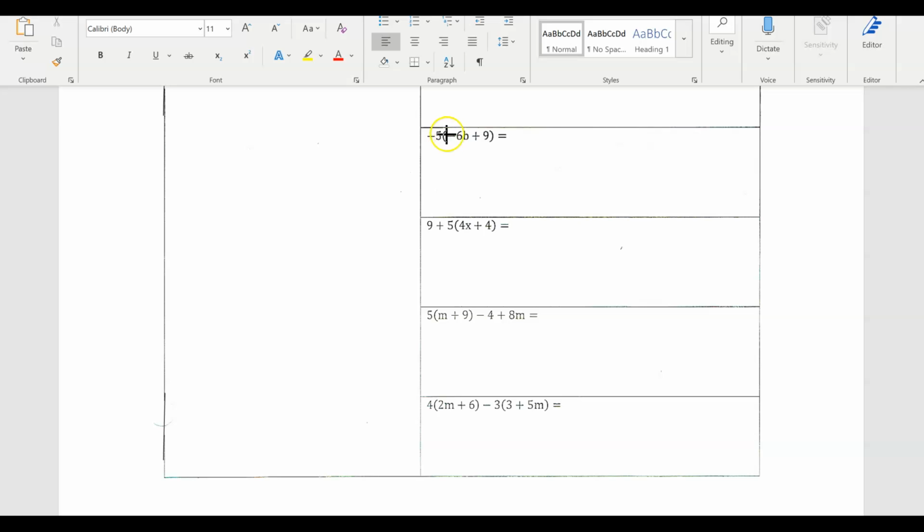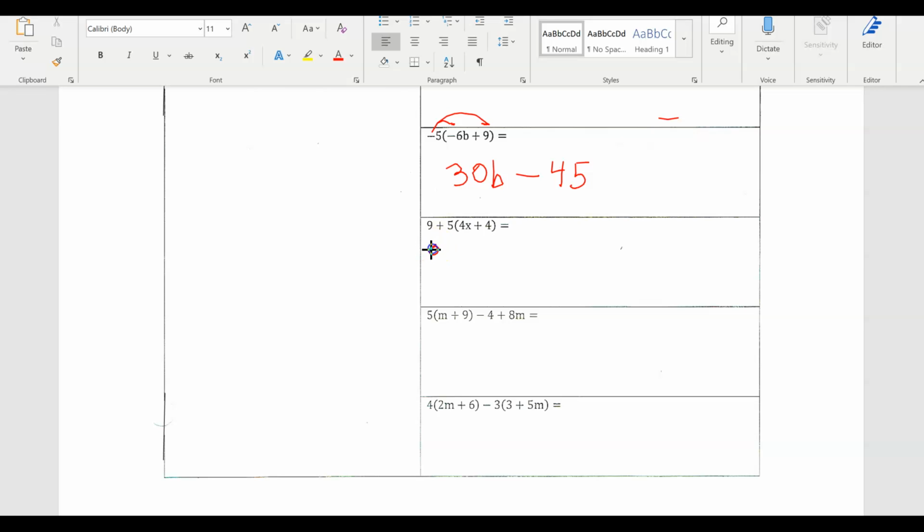So now I want to watch my negative signs here. In this particular case, I have negative 5 is going to get distributed to both of these. So when I multiply negative 5 times negative 6b, that's going to be positive 30b. Remember from the previous portion here that a negative times a negative is actually a positive. And then I have minus 5 times a positive 9. That's just going to be a negative 45, or minus 45. Now I'm going to distribute, and then I might have some like terms to combine.